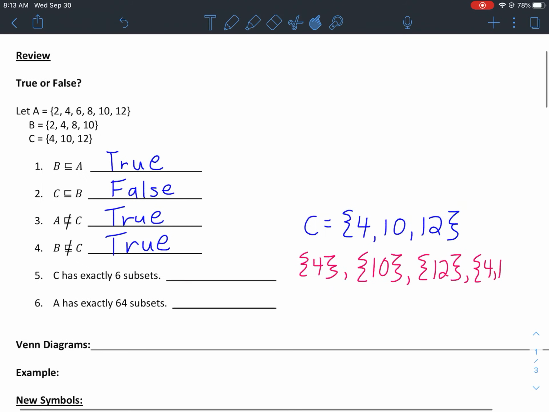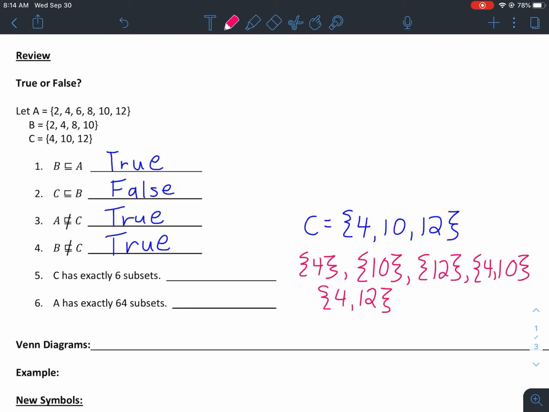Another one could be 4 and 12. Another subset could be 10 and 12. And we could also have the empty set, which is always a subset of any set. So let's count. Oh yeah, and also we could have 4, 10, and 12. That's a subset of that because all those elements are in 4, 10, and 12.